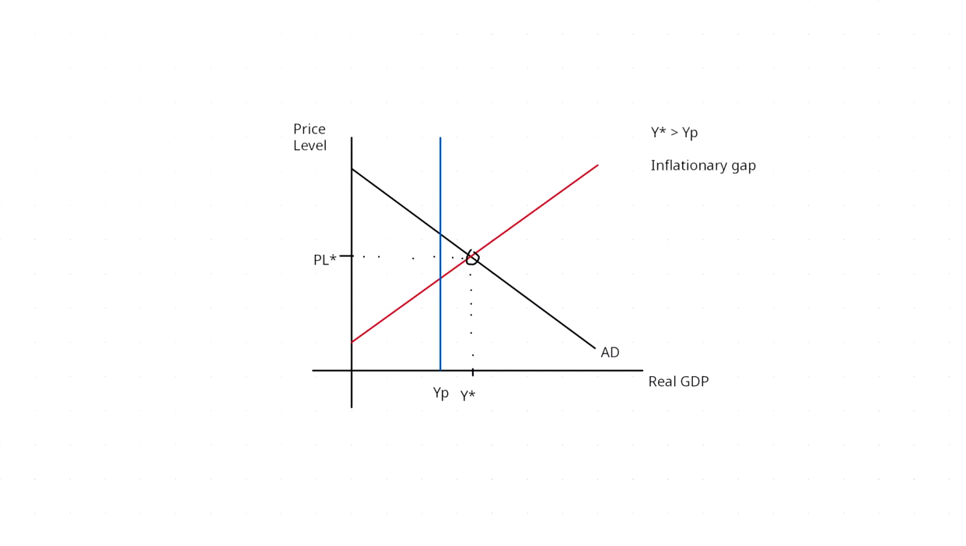So why do we call it an inflationary gap? Well, remember, YP is like your full employment level, 4%. So let's say we have like 3.5% unemployment here. The issue is not necessarily that we're not producing enough. We're actually overshooting our targets, which seems great.